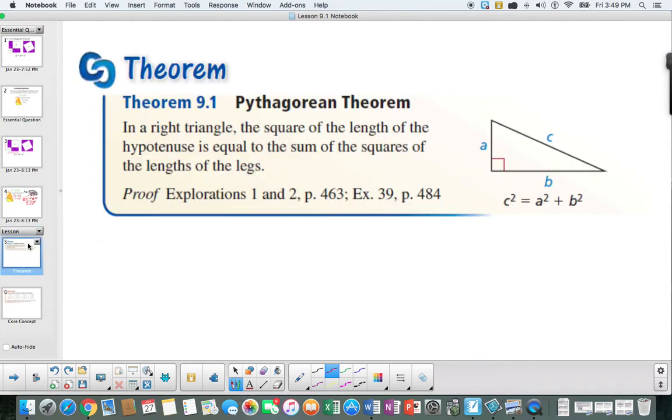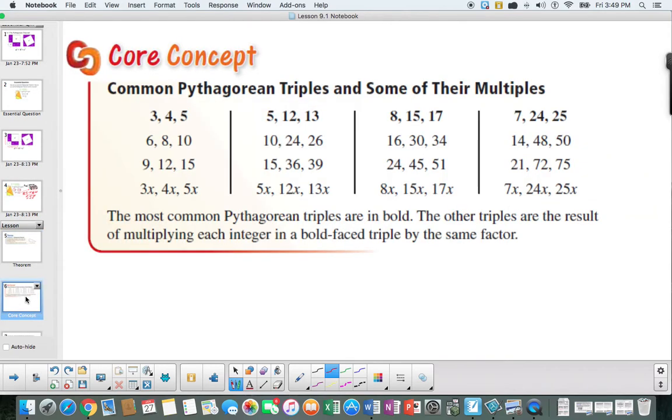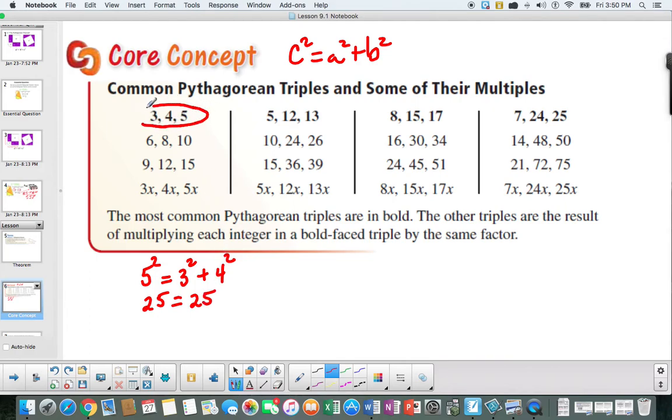In a right triangle, the square of the length of the hypotenuse is equal to the sum of the squares of the lengths of the legs. Now, these are what we call Pythagorean triples. They are numbers that, when you put them into the formula c squared equals a squared plus b squared, satisfy it. So for instance, if I take the number 5 and I square it, it's going to be equal to the sum of the squares of the other two numbers. So this is 25 equals 25. So these three numbers are sides of a right triangle.